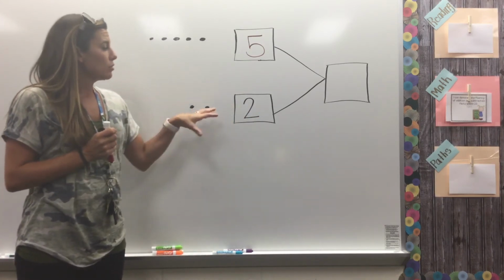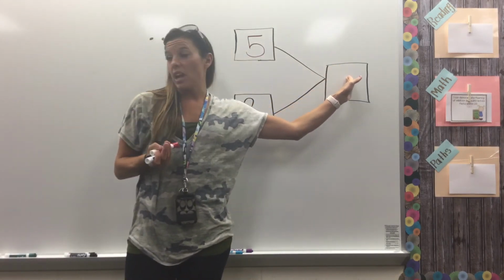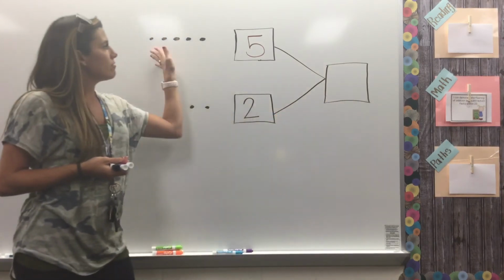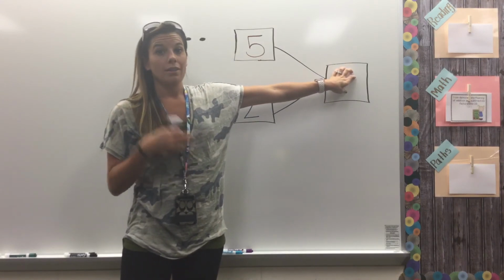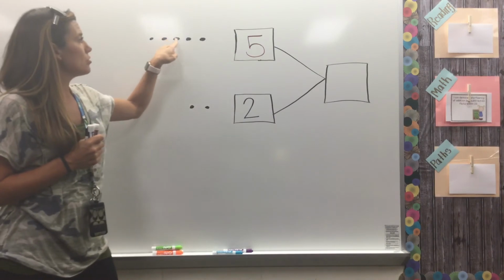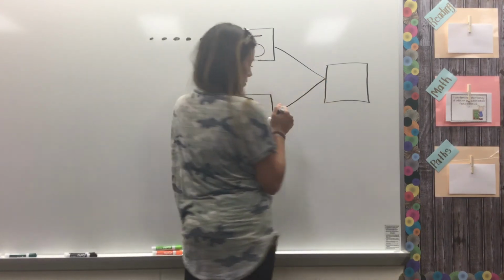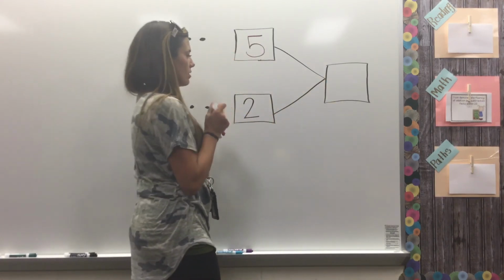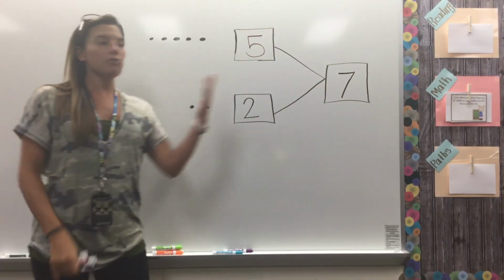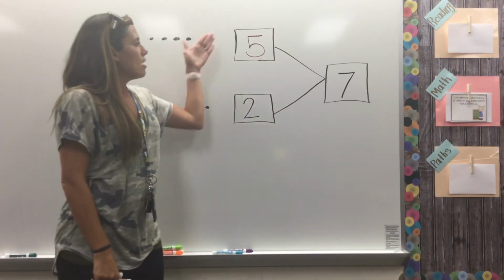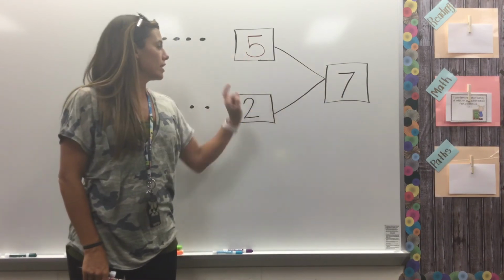Now I want to figure out what is my whole number, okay? So it's kind of like your application problem that you did today. So if I have 5 dots here and 2 dots here, how many do I have altogether? Well, let's count them. 1, 2, 3, 4, 5, 6, 7. So your whole number is going to be 7. So that would be your number bond. And then if you were reading your number bond to somebody, you could say 5 and 2 make 7. Okay, do you see how I did that? 5 and 2 makes 7.